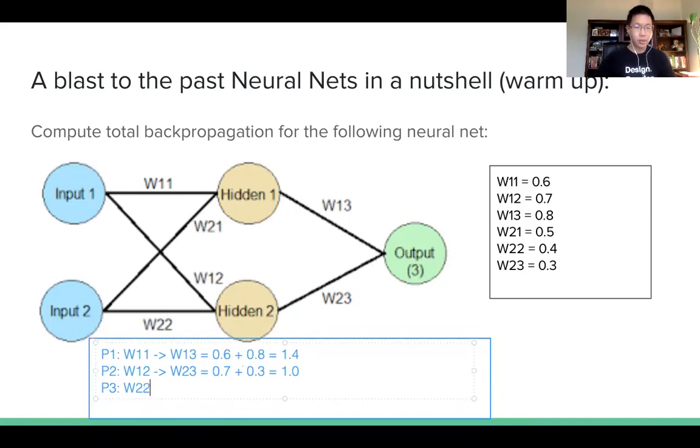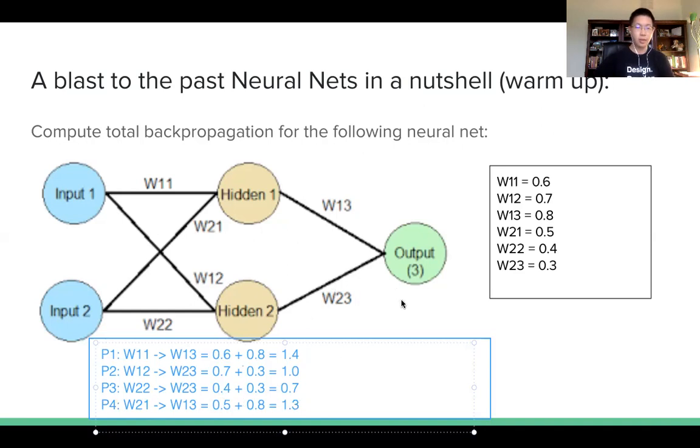So you have W22 to W23, which is probably the most straightforward path, at least perception-wise, which is just 0.7. And then finally, sorry, this is not something we need to deal with, which is 0.4 plus 0.3, which is 0.7. And then finally path four, W21 connected to W13, which is 0.5 plus 0.8, which is 1.3.